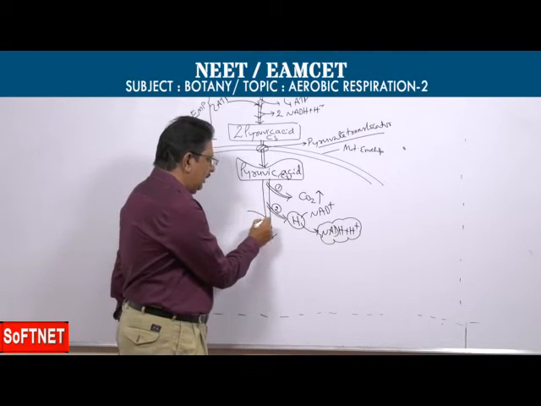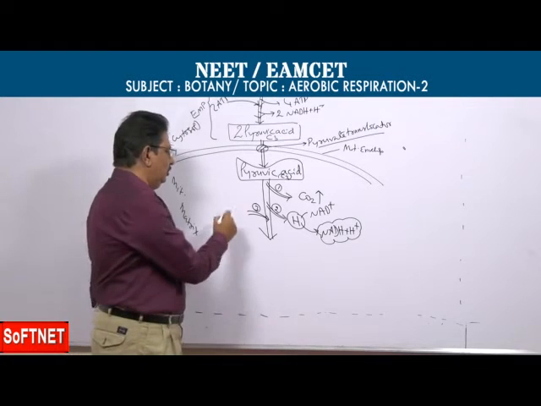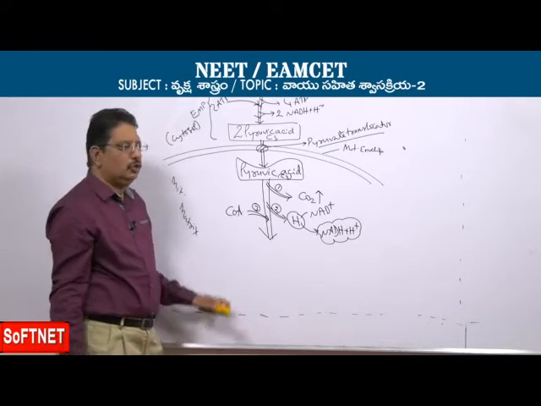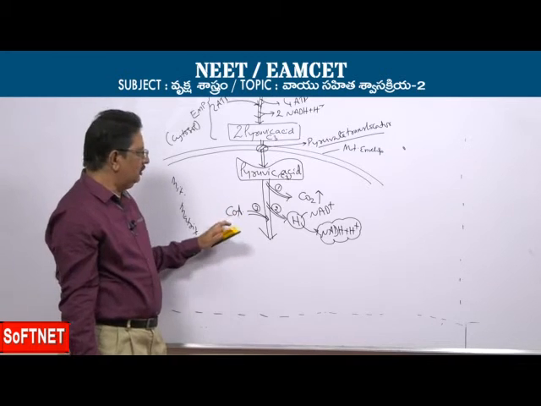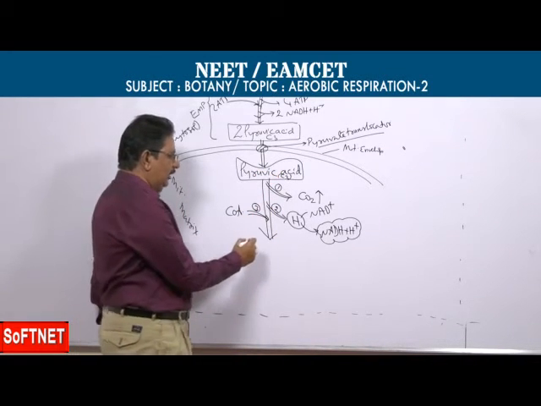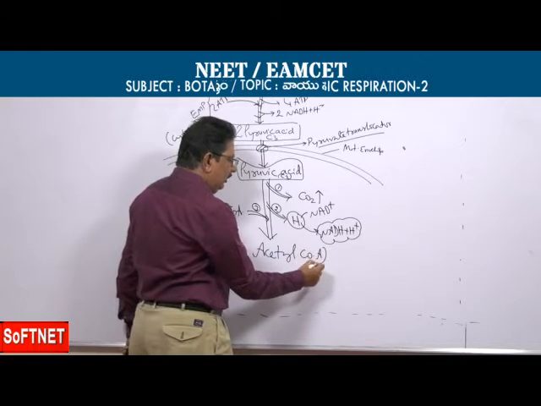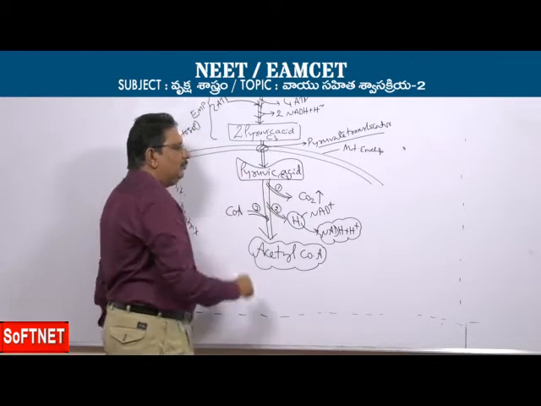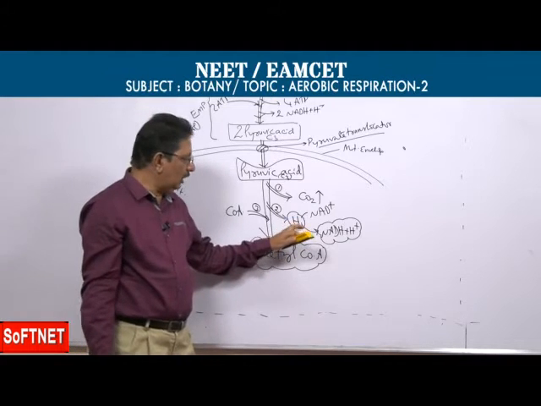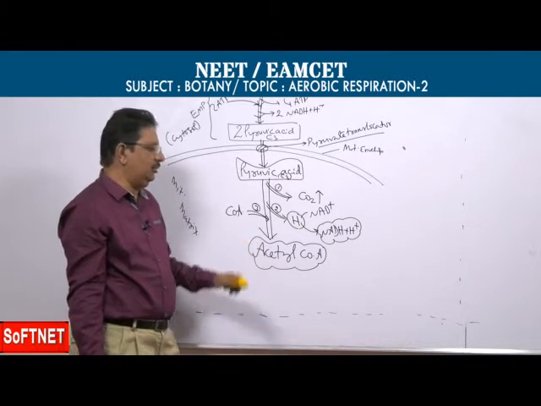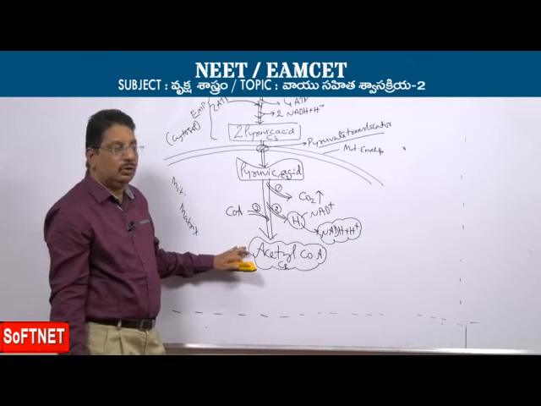Then this pyruvic acid undergoes another reaction called condensation with coenzyme A. Coenzyme A, CoA, is a cofactor which condenses with pyruvic acid and finally forms a two-carbon compound called acetyl coenzyme A. So a 3-carbon compound, after losing carbon, undergoing oxidation and condensing with coenzyme A, is converted into a C2 compound, which is acetyl coenzyme A.